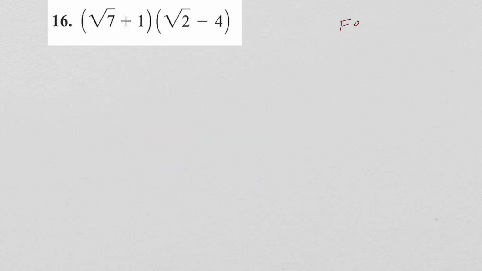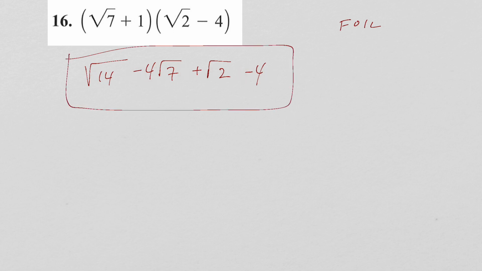Okay, we have a binomial times a binomial, so we'll FOIL it. The first is root 7 times root 2, which is root 14. The outer is root 7 times negative 4, which is a negative 4 root 7. The inner is 1 times root 2, which is a positive root 2. And the last is 1 times negative 4, which is a negative 4. None of these can be simplified, and none of them are like terms, so that's our final answer.